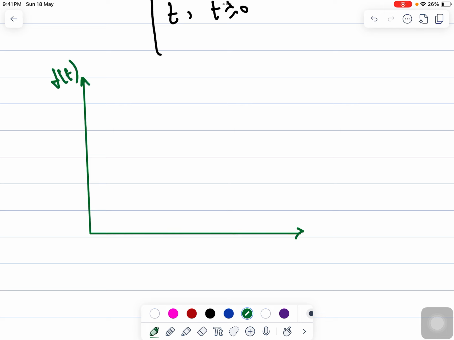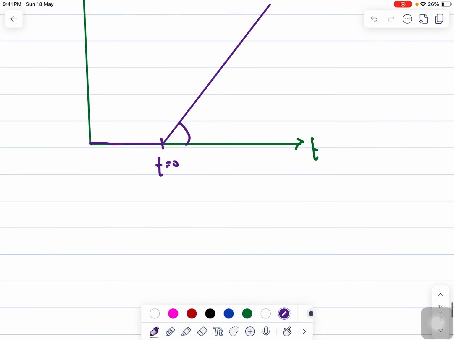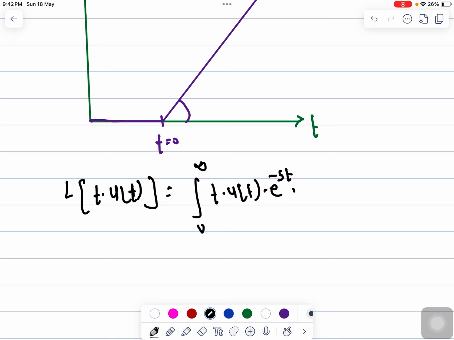So let's say this is my function and this is time. It will go up from t equals 0, where it is 0, and having a slope of 1, it will go like that, because if you are not going to multiply anything here, the slope is 1. That's why this is a unit ramp input. Is that clear? Now when we do the Laplace transform of the ramp input, Laplace of t into u(t), that can be written as integral from 0 to infinity of t into u(t) into e to the power minus st dt.